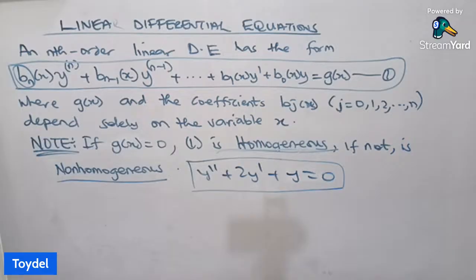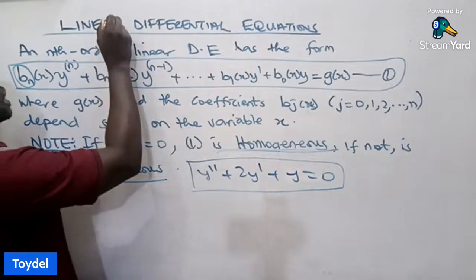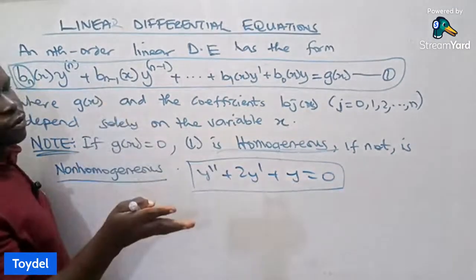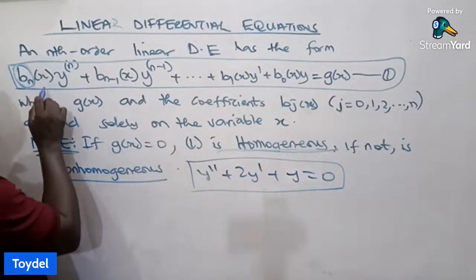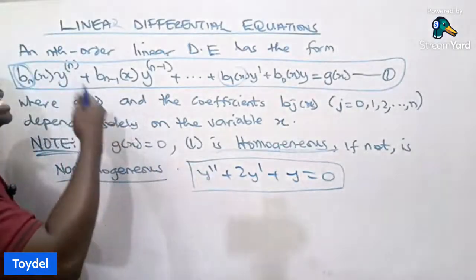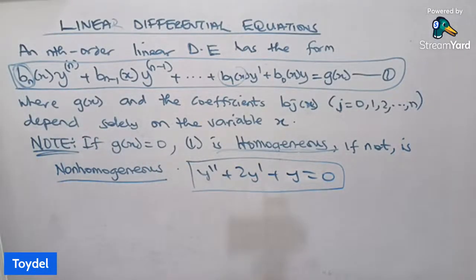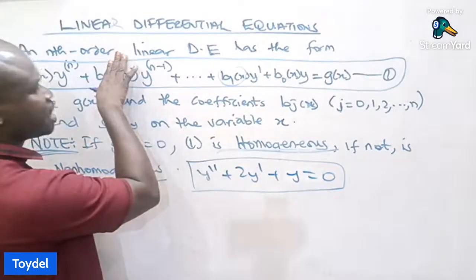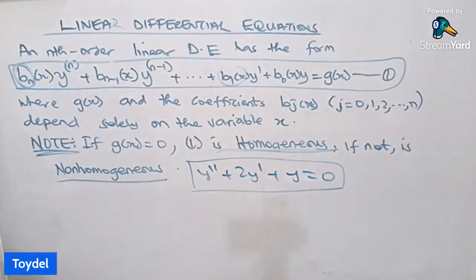A linear differential equation has constant coefficients if all the coefficients bj of x in equation 1 are constant. When we have a linear differential equation, it can either have constant coefficients or variable coefficients. If all these coefficients, b n minus 1, b1 up to b naught, are constants, then we know that linear differential equation has constant coefficients. But if they are not constant, it simply means that they have variable coefficients, and we have a different theory of solutions for each. So we should be able to identify when a linear differential equation has constant coefficients and when it has variable coefficients.